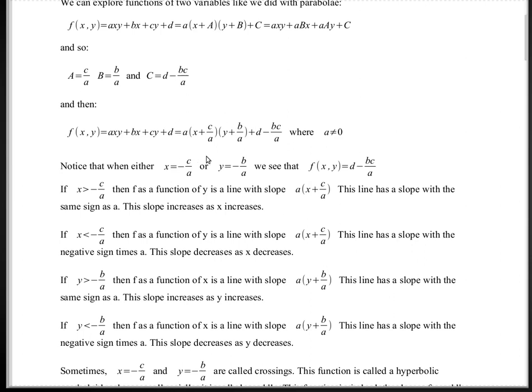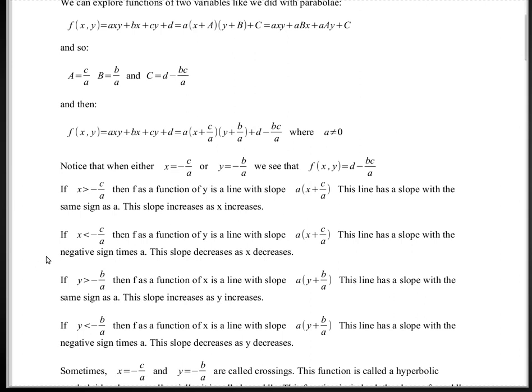In other words, we're now focusing our attention around this piece fixed for a moment, right? And the impact on the relationship between this function and y. Okay, so just to repeat, if x is greater than minus c over a, then the function that we're trying to understand is a line, and it has the slope given by this expression. In other words, it has a slope with the same sign as a. And we can see also further that this slope increases as x increases. Okay.